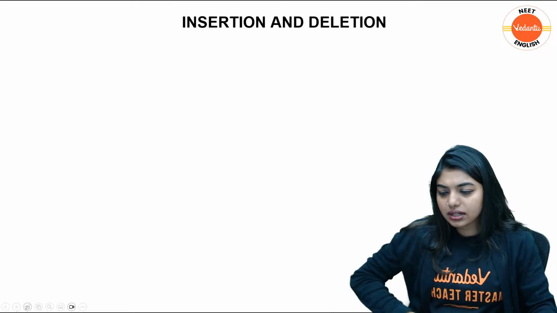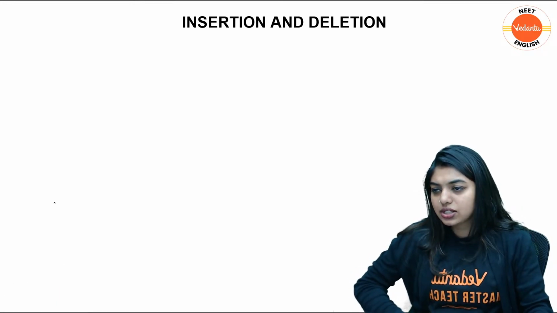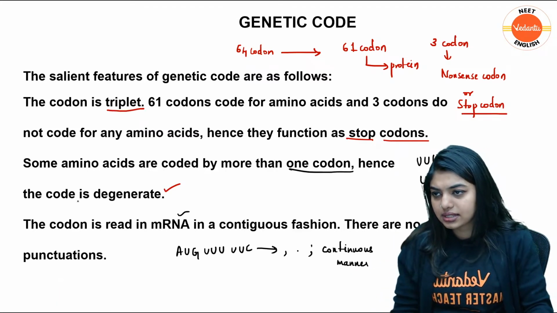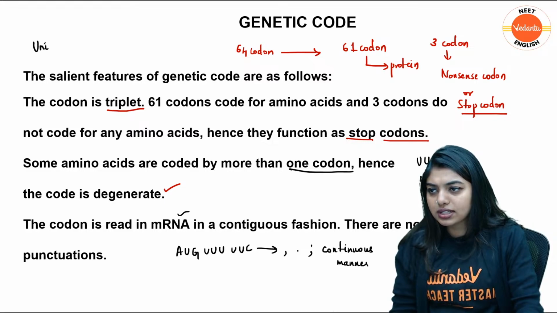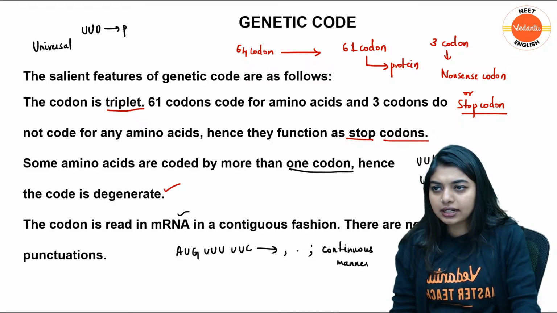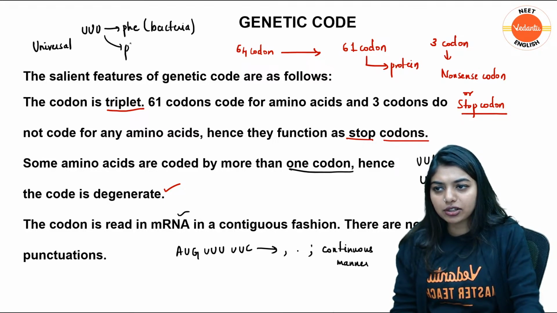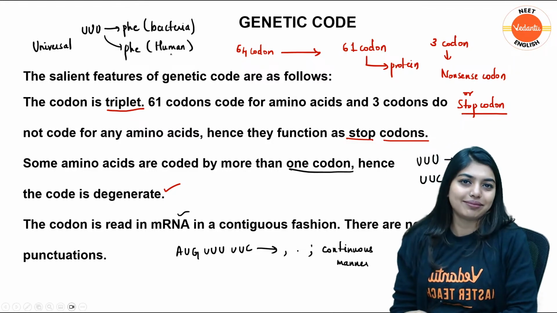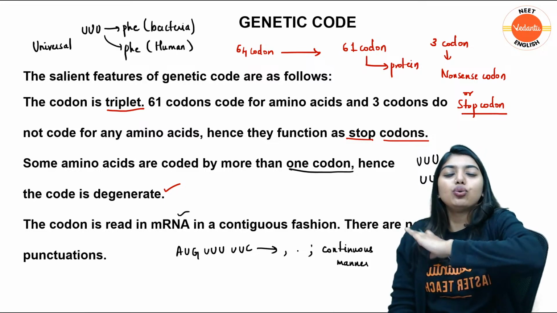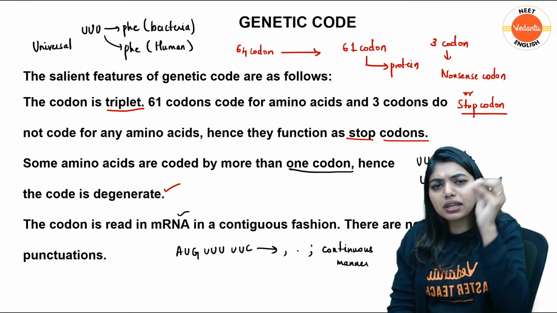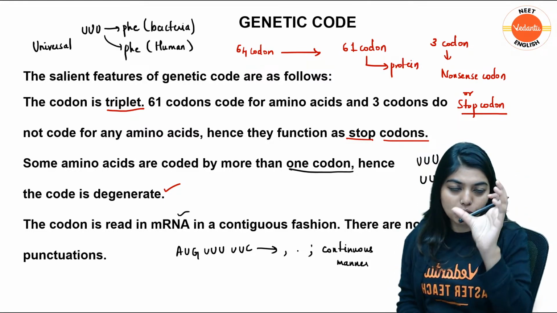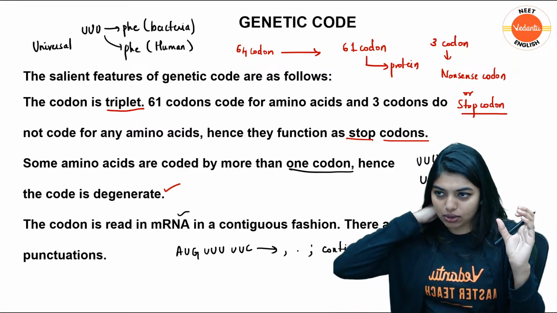Then, students, here actually some more points are there. It is universal. The codons are always universal. That means if UUU is coding for phenylalanine in bacteria, even in humans UUU will code for phenylalanine. No matter which organism, small or big, the same codons will code for the same amino acids.